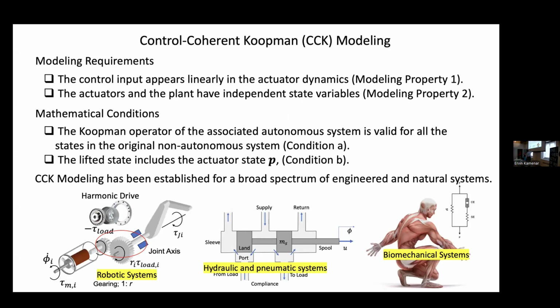So if that's the case, joint angles and actuator displacement are independent state variables coupled with some compliance. Then the actuator dynamics, with the actuator torque applied here, shows up linearly because the actuator rotor inertia is constant, satisfying all the control coherent Koopman assumptions. The same thing applies to hydraulic and pneumatic systems.